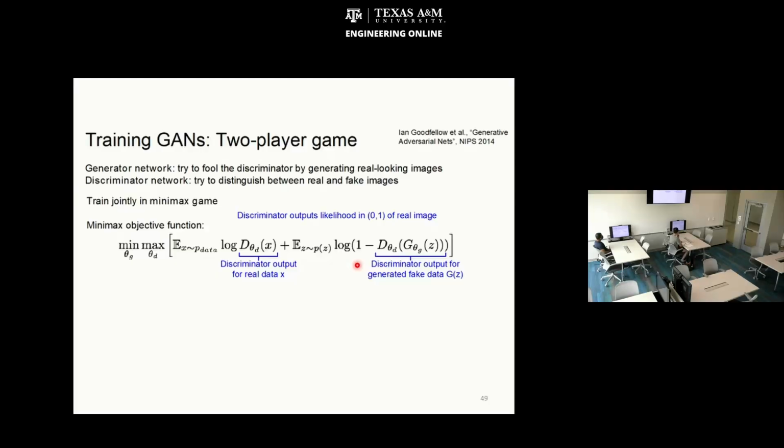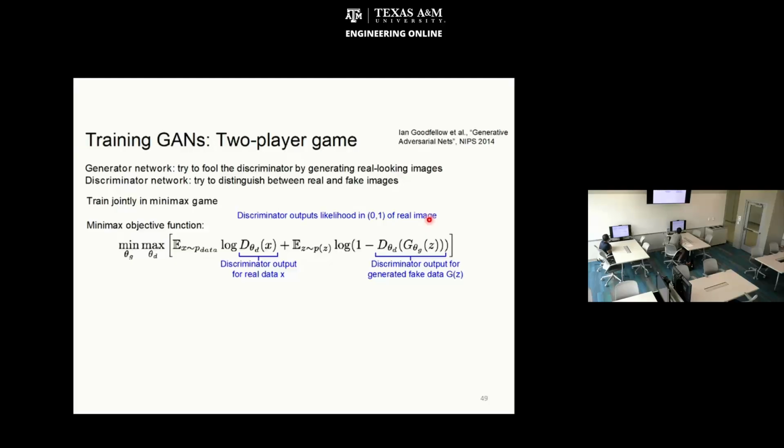We still need to talk about the loss function, right? Make it more concrete. This is one of the most important elements of an optimization formulation, okay? So as I said, this is a minimax game, right? The discriminator output is a likelihood between 0 and 1 of a real image. So you give an image to the discriminator, it gives you a probability between 0 and 1, right? 1 means that it thinks it's a real image. 0 means it thinks it's not, right?